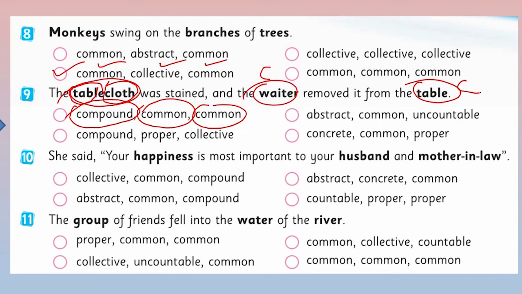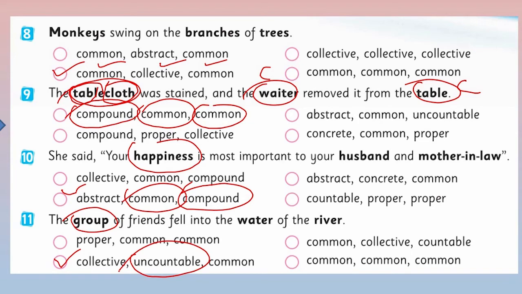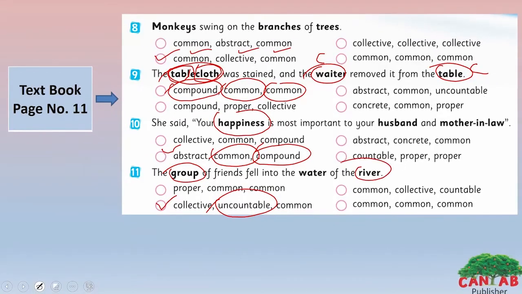Look at the 10th one. She said your happiness is most important to your husband and mother-in-law. Yes, here happiness is abstract noun. Husband is common noun and mother-in-law compound noun. Look at the 11th one. The group of friends fell into the water of the river. Yes, here this one is correct. Group is a collective noun. Water is an uncountable noun and river is a common noun.